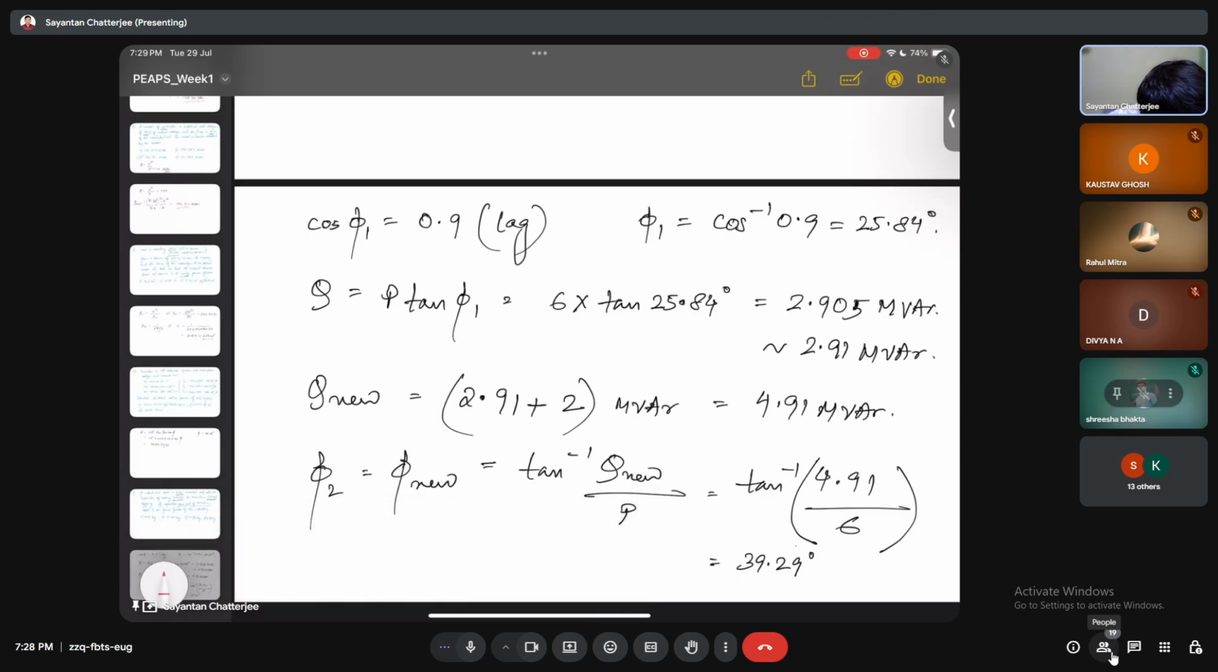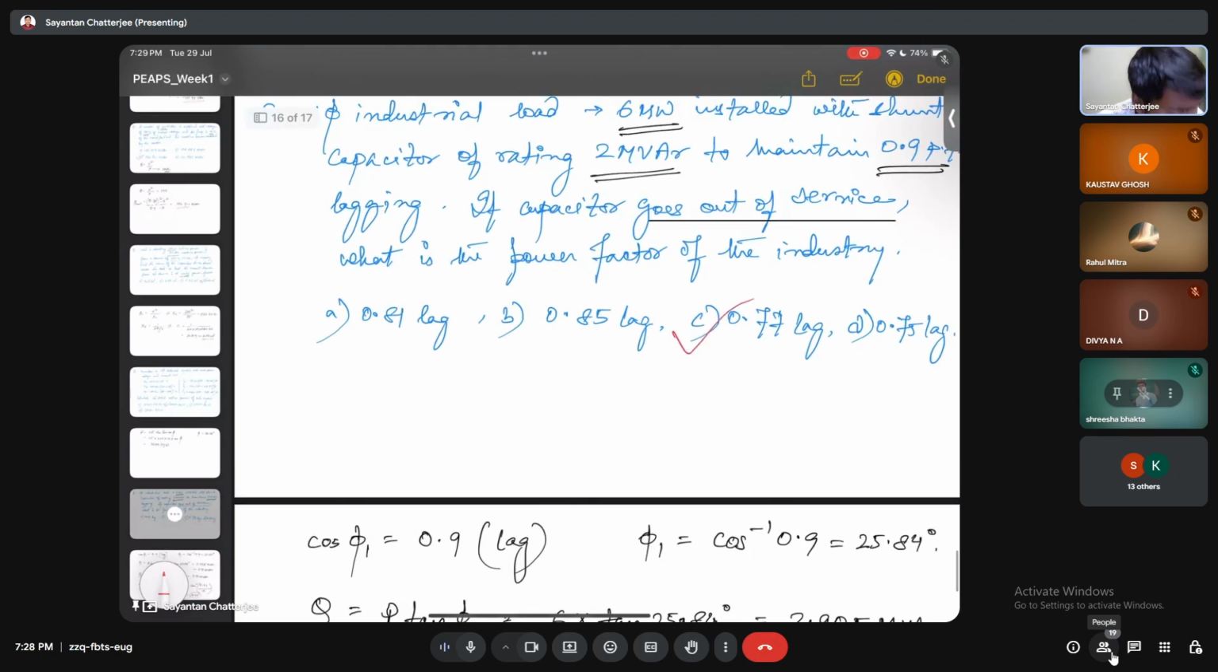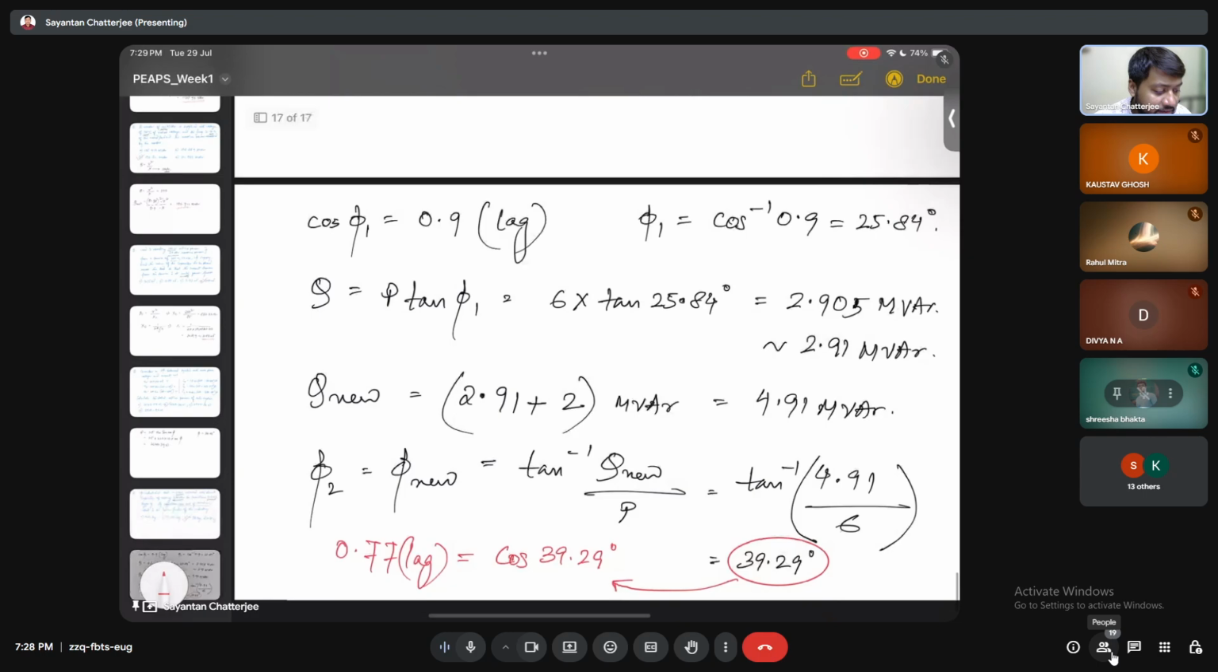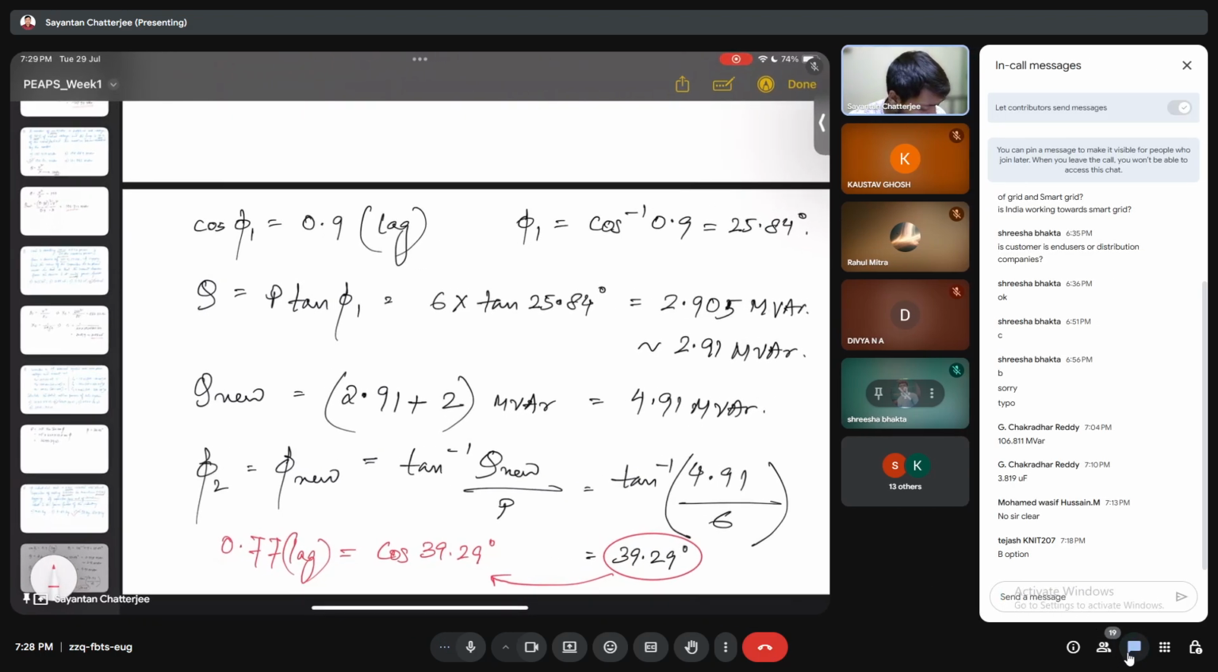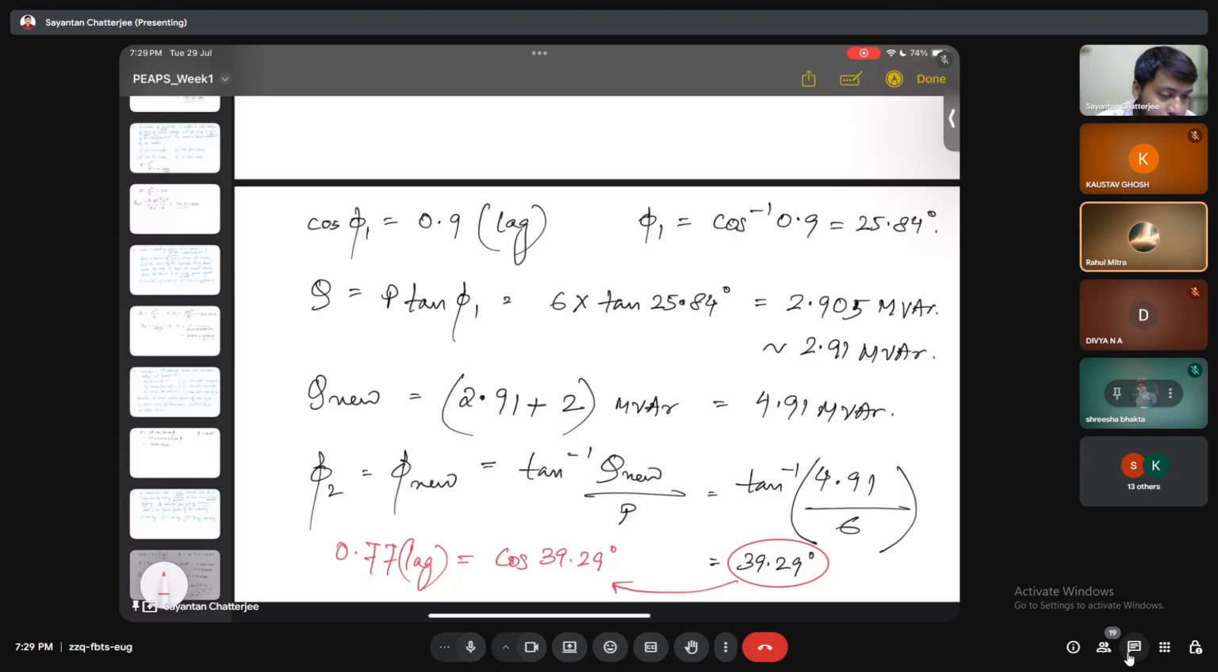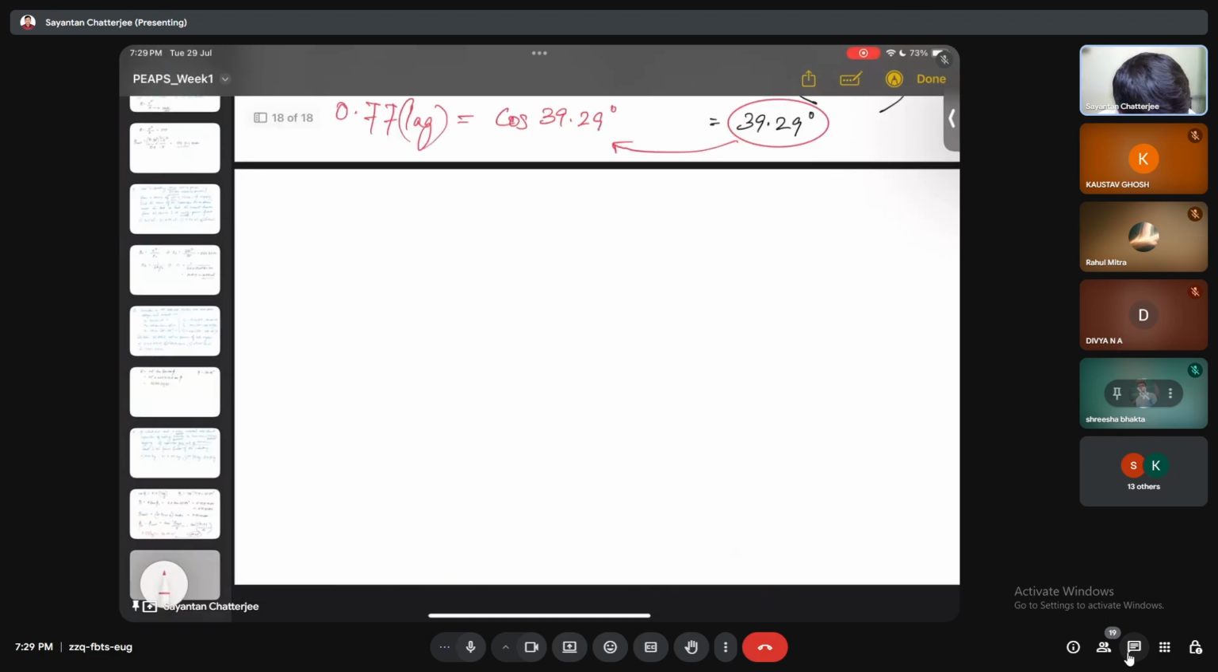So to get the value in the form of power factor, this is the angle, so we just need to do cos phi. Cos of 39.29 gives 0.77. So the final answer is 0.77 lagging. So C is the correct answer. Is it clear to everyone? Yes, clear. Okay. So moving on to the next question.